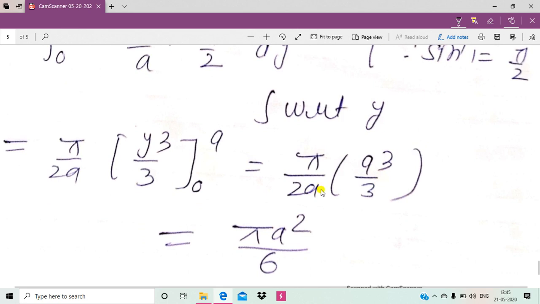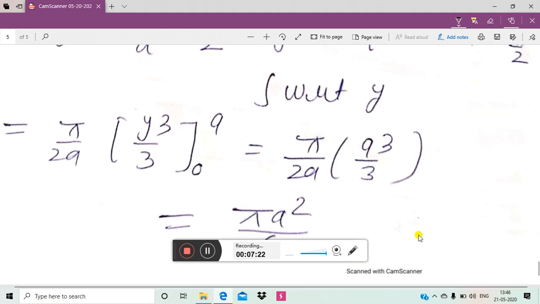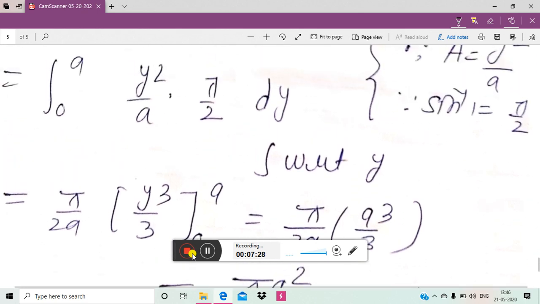So when we cancel this a cube by a, the final answer of the integral will be, as we can see, pi a square by 6. So this is our final result. The result is pi a square by 6.